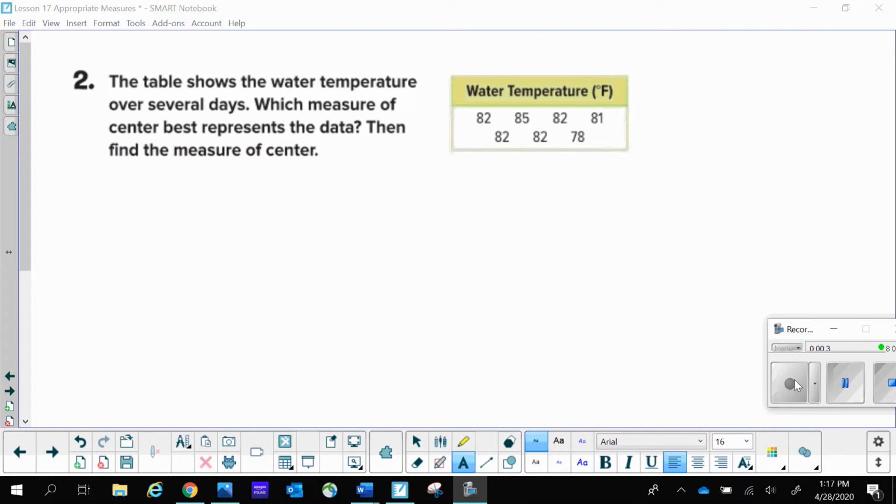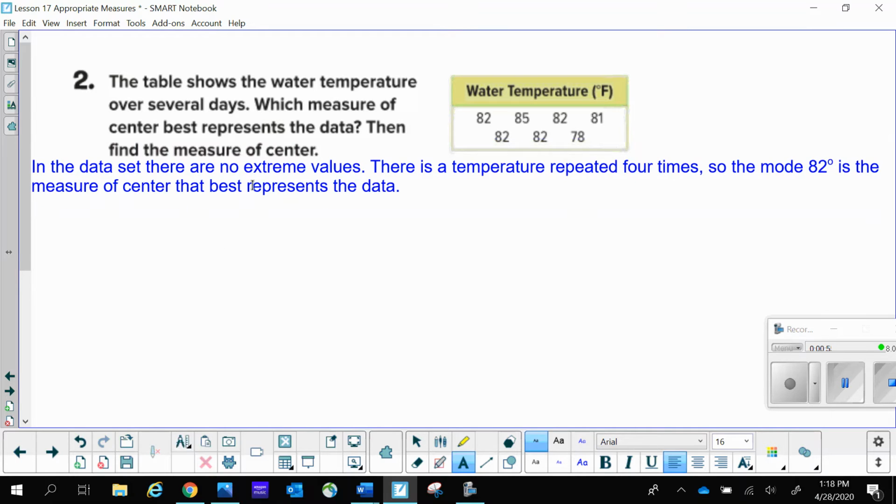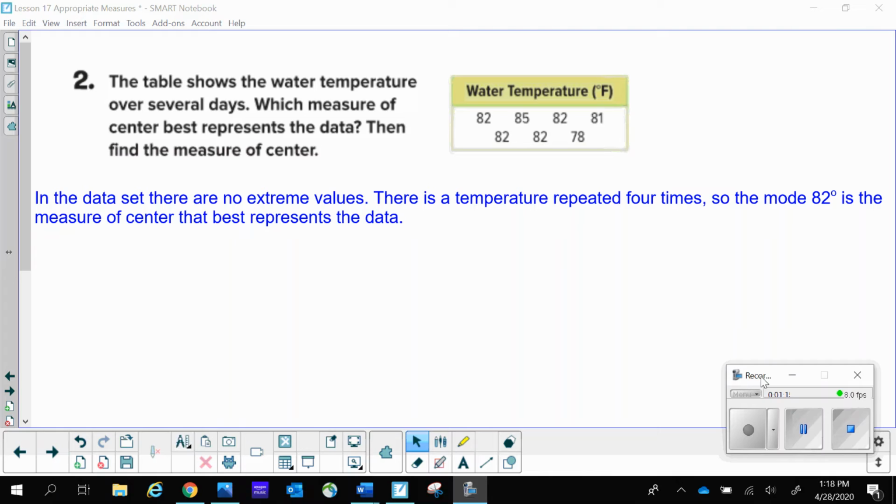Now that you've had a chance to think about it, what do you think? Does the data have any extreme values? It does not. So that takes the median out. How about any repeated numbers? There are some repeated numbers there. So the mode is going to be our best choice. So for this one, the data set has no extreme values, and there's a repeated number 4 times, not just twice, but 4 times. The mode, 82 degrees, is going to be the measure of center that best represents this data. Please pause the video, make sure you have this written down before we move on to the next one.